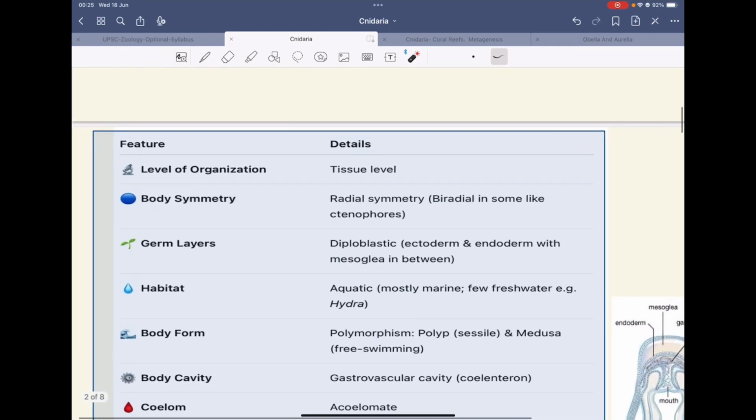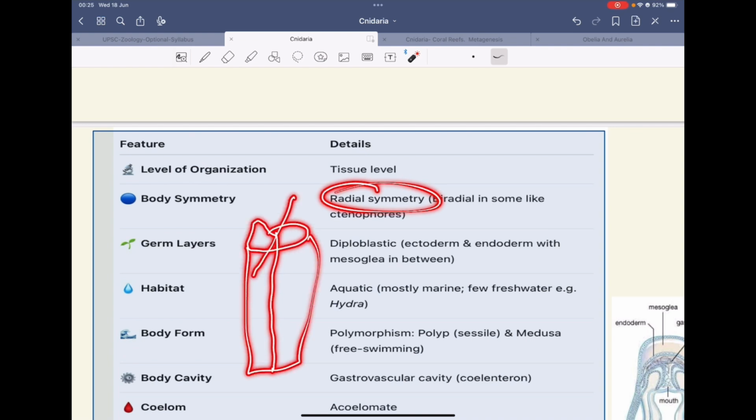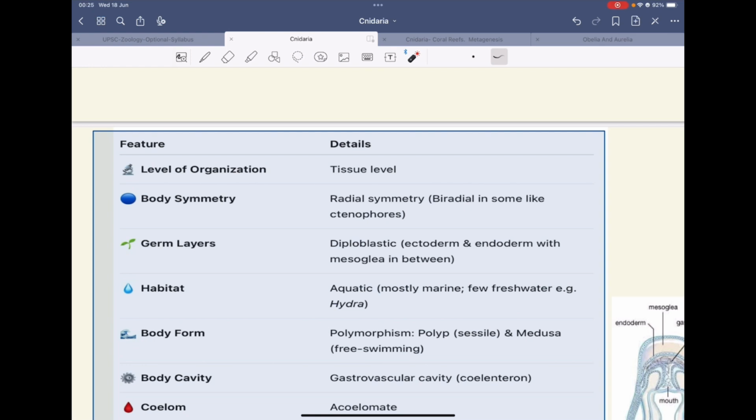If you discuss the features, the level of organization is tissue level of organization. The body exhibits radial symmetry because it has one axis, and when the plane passes through the axis, the body can be divided by any plane into two halves. It has diploblastic germ layers. We saw there was ectoderm, there was endoderm, and there was mesoglea. There was no mesoderm, so it is diploblastic. The habitat is mostly aquatic, mostly marine and a few are freshwater. For example, Hydra is freshwater.